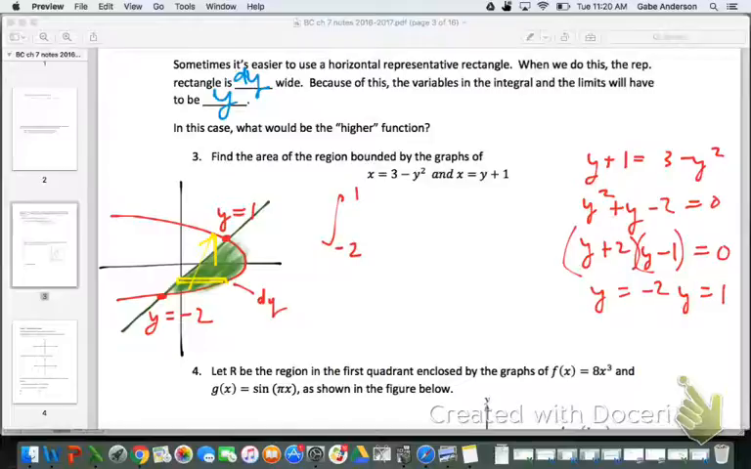Now let's address the high or low, because this is where we got to remember that we've turned everything kind of on its side. So no longer is it going to be high minus low. It's really going to be what? Right minus left. So right is kind of the higher edge. Left is the lower edge. So right minus left. For our region, which one is to the right? The curve or the line? The curve is to the right. So it'd be 3 minus y squared minus parentheses y plus 1.